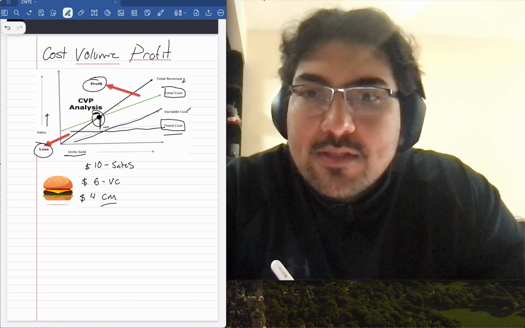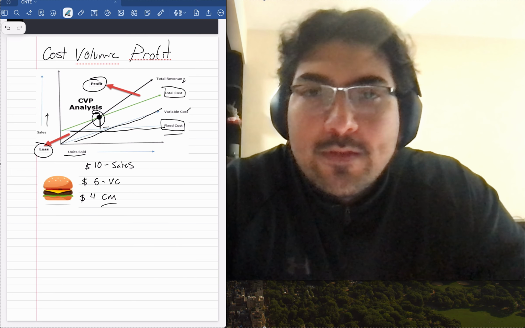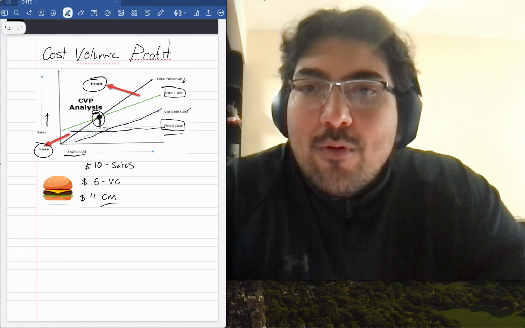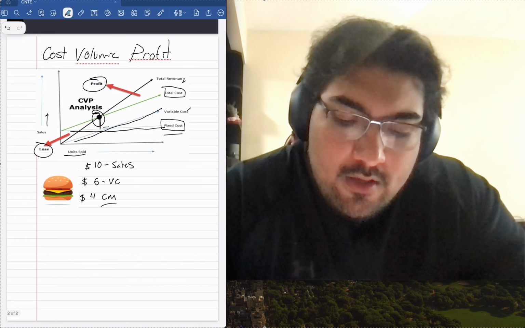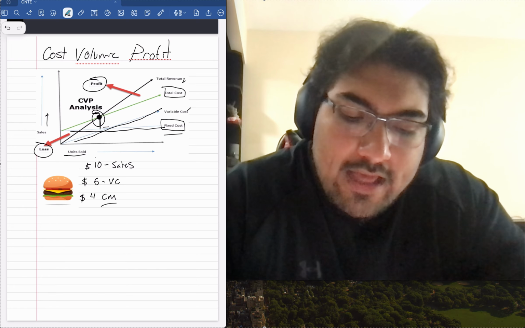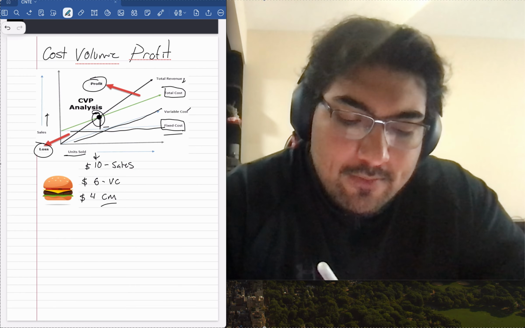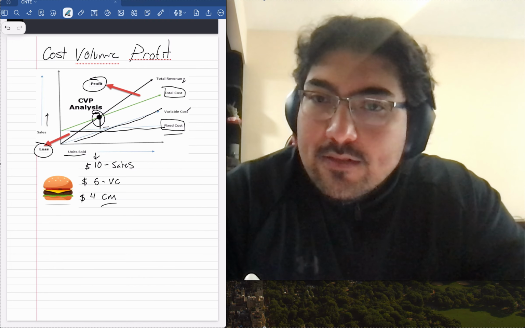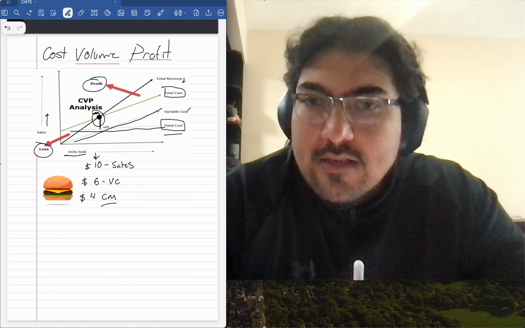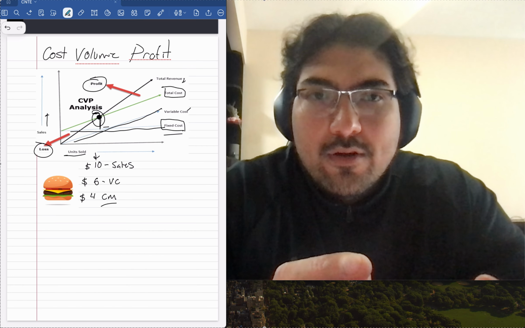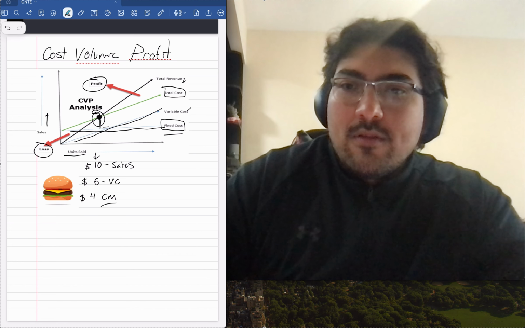So for this example, I'm using a very easy, very simple, high-level example of a burger. So let's pretend that you own a burger restaurant. And this is how it works. So let's say that your business sells burgers at $10 a piece. That's how much your burgers are sold to your customers. Your variable cost, how much does it cost us to make the burger? Let's say it's $6. The buns, the cheese, the lettuce, it costs me $6 to make the burger. So my understanding is, for every burger that I sell, I keep $4.